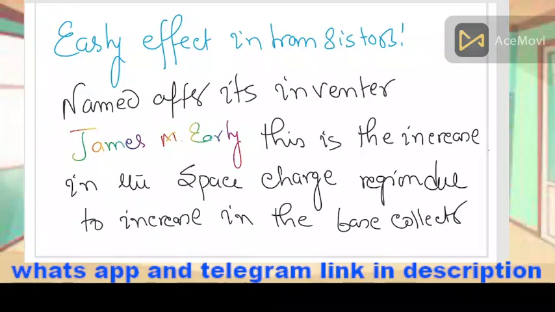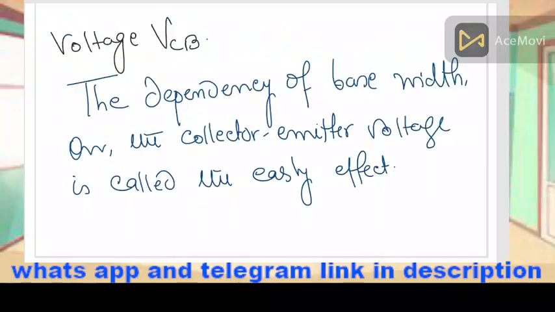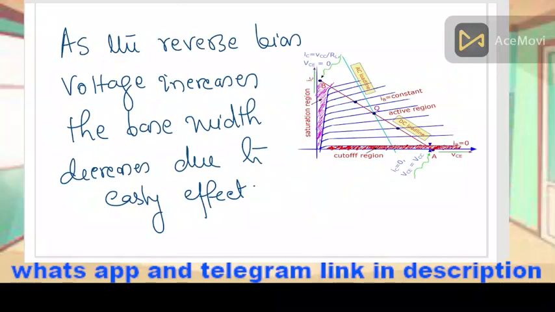Now let me tell you at last, the most important effect in the transistor is the Early effect, named after its inventor James M. Early. This is the increase in the space charge region due to increase in the base collector voltage VCB. When it is increasing, the depletion region is increasing. As a result, the width of the base is also changing. This dependency of the base width on the collector emitter voltage is called the Early effect. As the reverse biasing voltage is increasing, the base width decreases due to the Early effect.